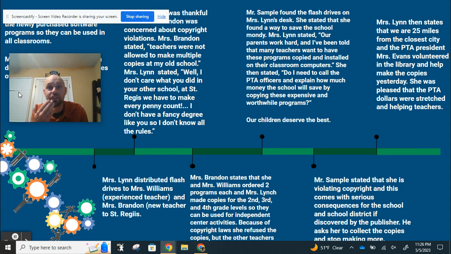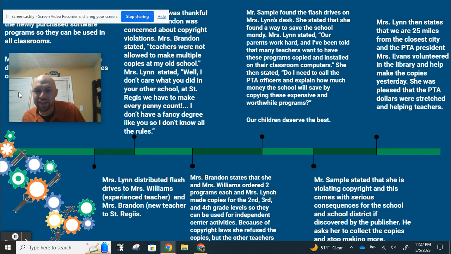Mr. Sample found the flash drives on Mrs. Lynn's desk. She stated that she found a way to save the school money. Mrs. Lynn stated that our parents work hard, and I've been told that many teachers want to have these programs copied and installed on their classroom computers. She then stated, do I need to call the PTA officer and explain how much money the school will save by copying these expensive and worthwhile programs? Our children deserve the best. So this is another key statement of a little bit of harassment or intimidation.